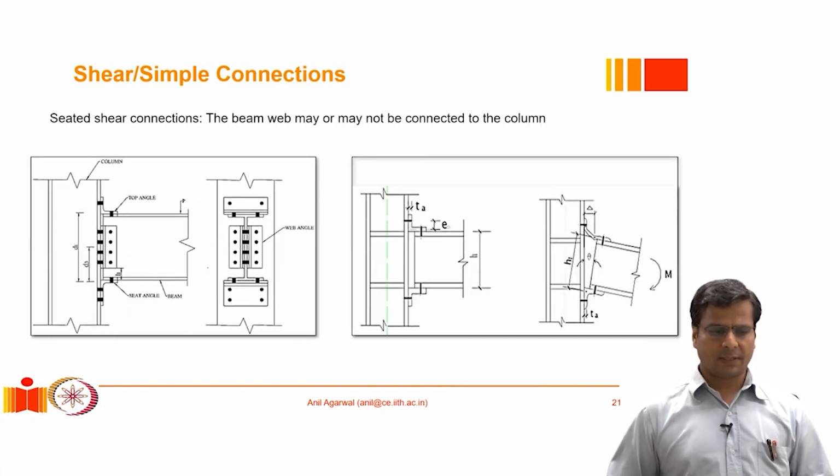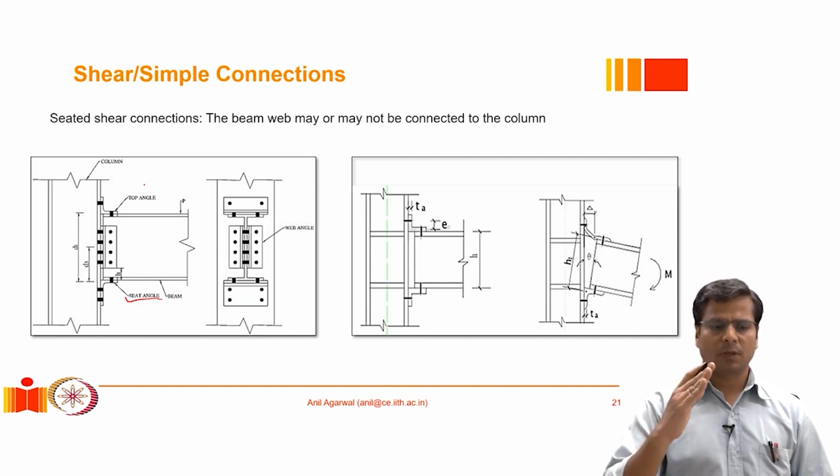When we go for a seated connection, there are again two varieties. We can go for a seated connection where there are seat angles provided at the bottom, as well as a top angle. And in addition to that, we may decide to provide some angles to transfer the shear through the web. But typically in such a scenario, the seat angle would be carrying most of the shear force, and the participation of the web angles will be relatively minor. Top angle usually does not participate in load transfer. It just is present there to provide lateral stability to the beam so that the beam does not start rotating sideways.